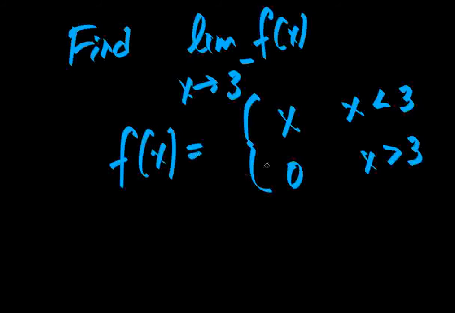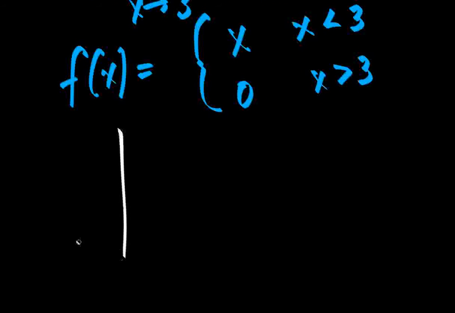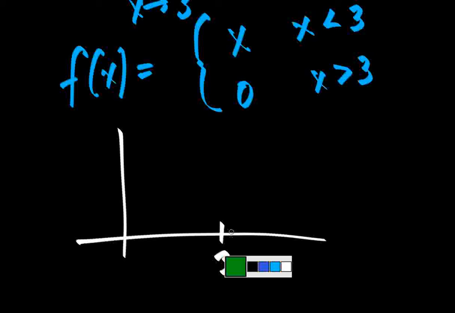It looks like this. f of x is defined as x when x is less than 3, and f of x is defined as 0 when x is greater than 3. So graphically, what does that look like? Well, first of all, let's put some coordinates here. And it looks like 3 is an interesting point. When x is greater than 3, this function, we'll give it a green line, is just right along the 0. When it's less than 3, it follows the line y equals x.